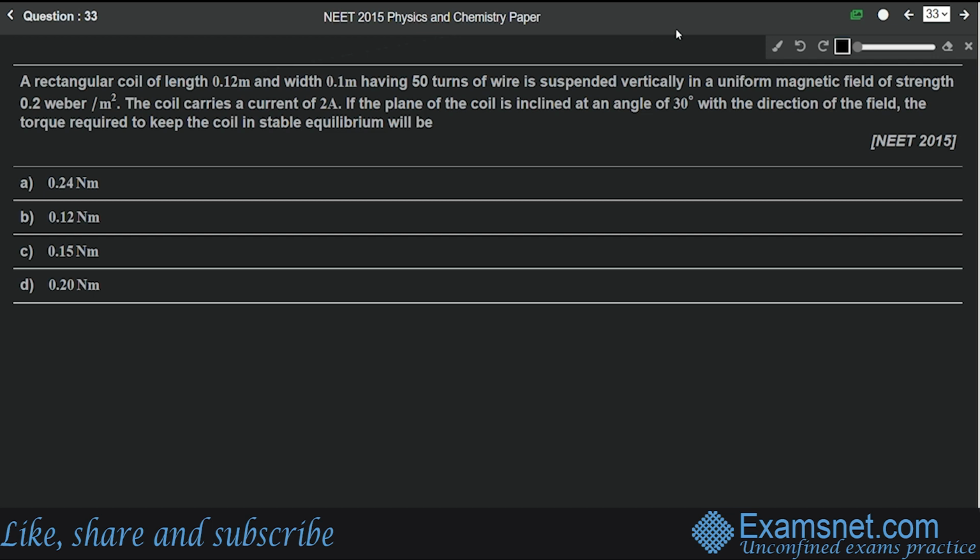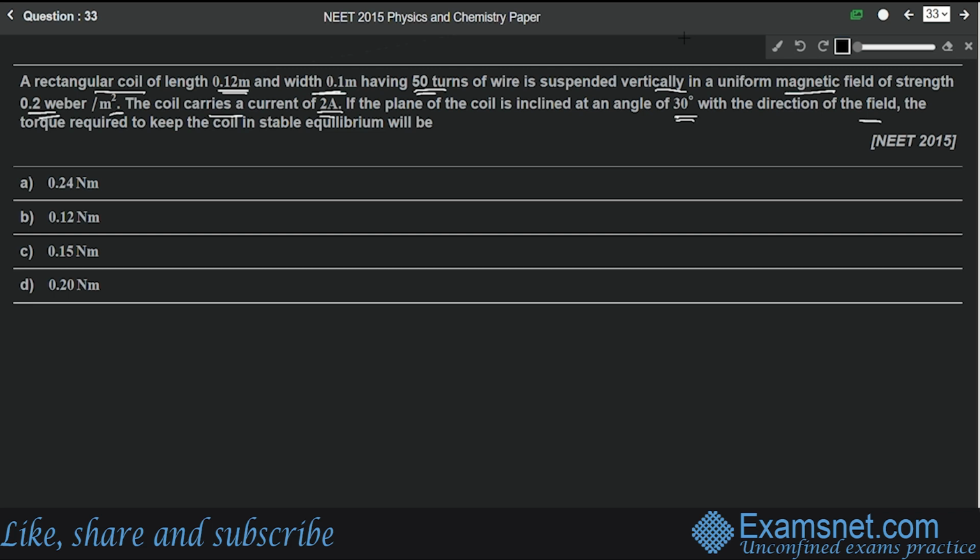Now question number 33. A rectangular coil of length 0.12 meter and width 0.1 meter having 50 turns of wire is suspended vertically in a uniform magnetic field of strength 0.2 Weber per meter square. The coil carries a current of 2 ampere. If the plane of the coil is inclined at an angle of 30 degree with the direction of the field, then the torque required to keep the coil in stable equilibrium will be.